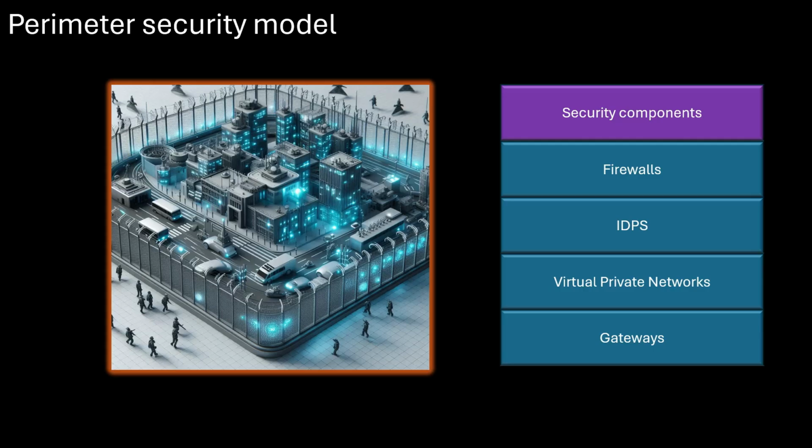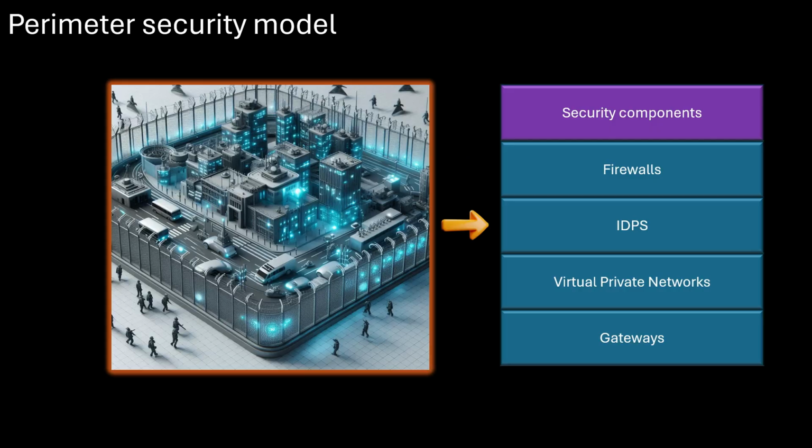While implementing the perimeter security model, there is a high focus on designing specific component architecture that satisfies the control requirements. Usually, there are four different components: firewalls, intrusion detection and prevention systems, virtual private networks, and gateways. Firewalls act as gatekeepers by controlling incoming and outgoing network traffic based on predefined security rules. They inspect packets and decide whether to allow or block them.